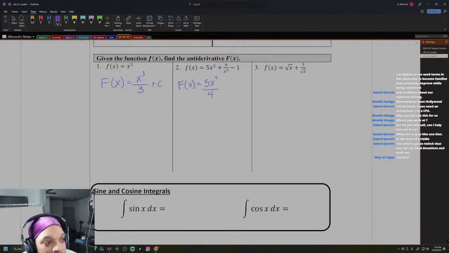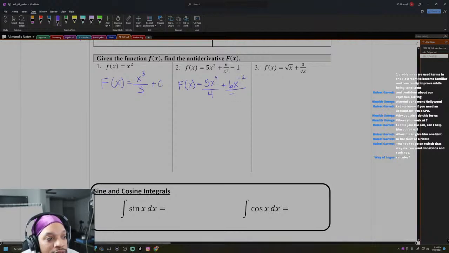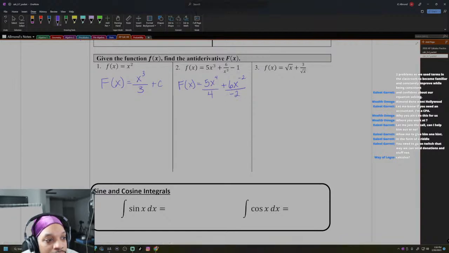Now, with this one right here, I would rather think of it as a negative exponent. So when I add 1 to that negative 3, what's negative 3 plus 1? Negative 2. Divided by that new negative exponent, minus... the derivative of 1x is just 0? No, the derivative of x is just 1, plus c.